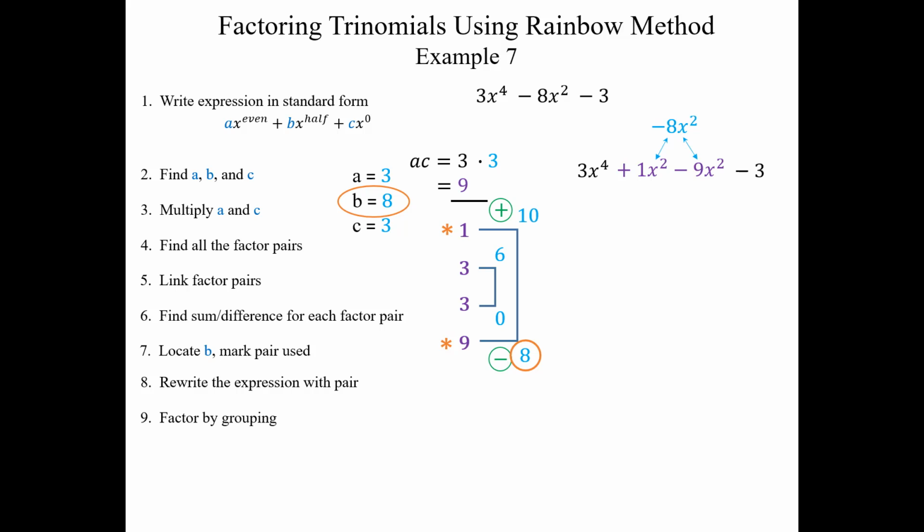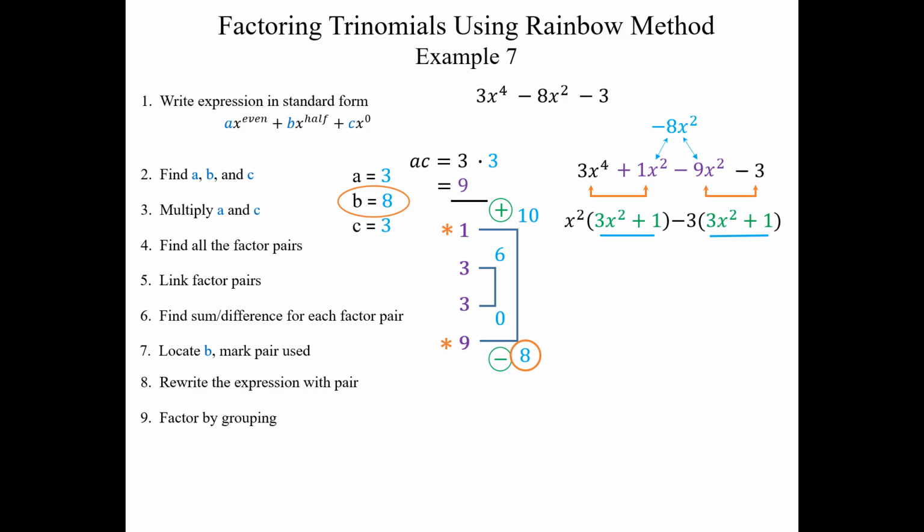Now we need to factor by grouping. We have the first group and the second group. Looking at the first group, the common factor for these is x squared. We factor it out, we're left with 3x squared plus 1. For the second group, we can factor a negative 3, and a 3x squared plus 1 remains. Checking inside the parentheses, both these expressions are identical, so we can continue.